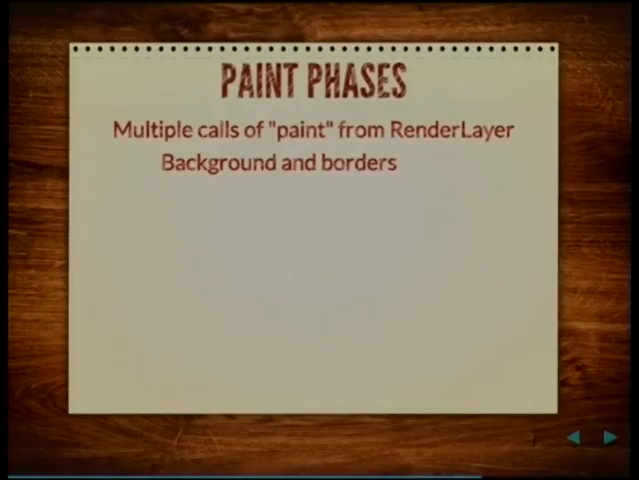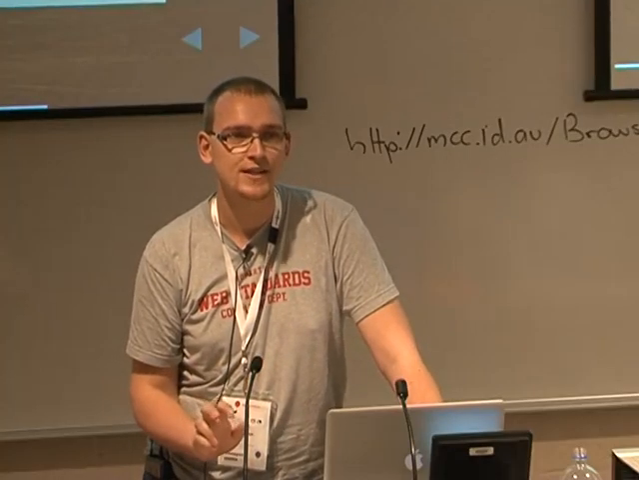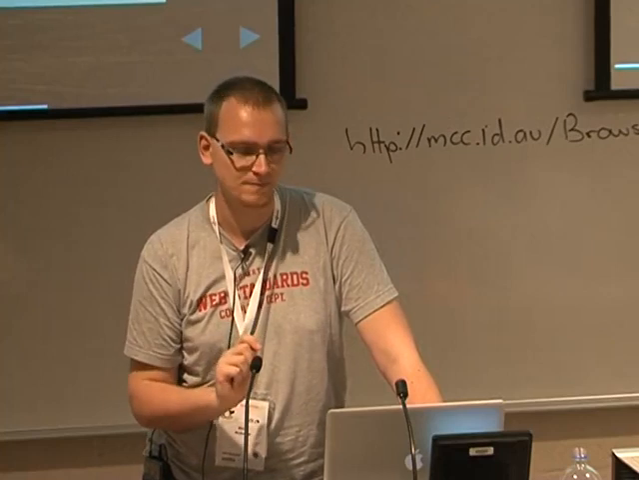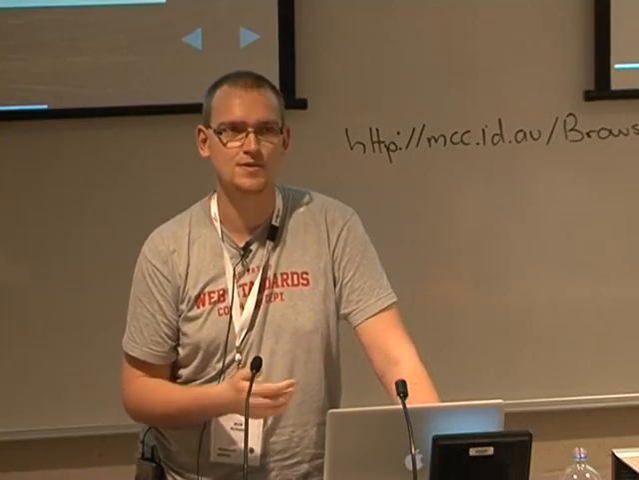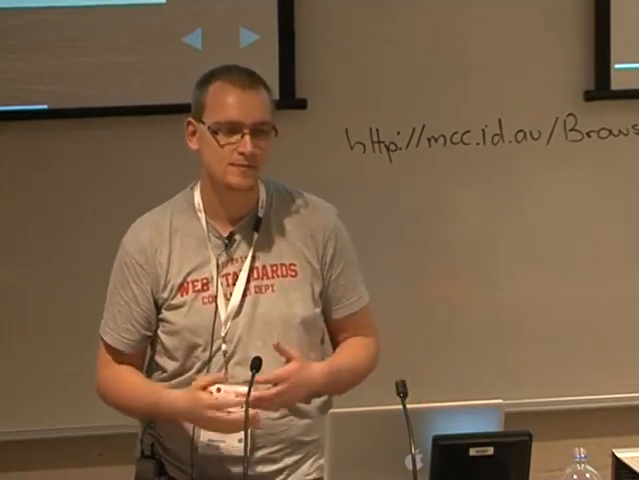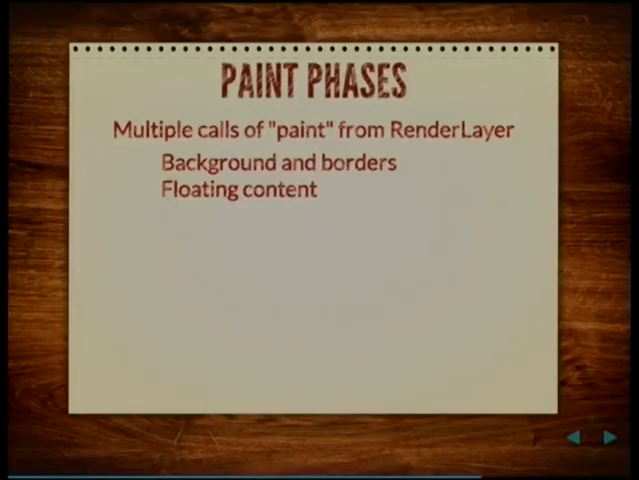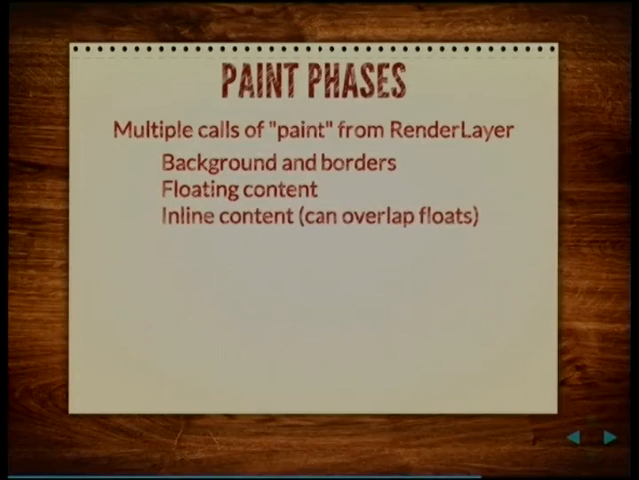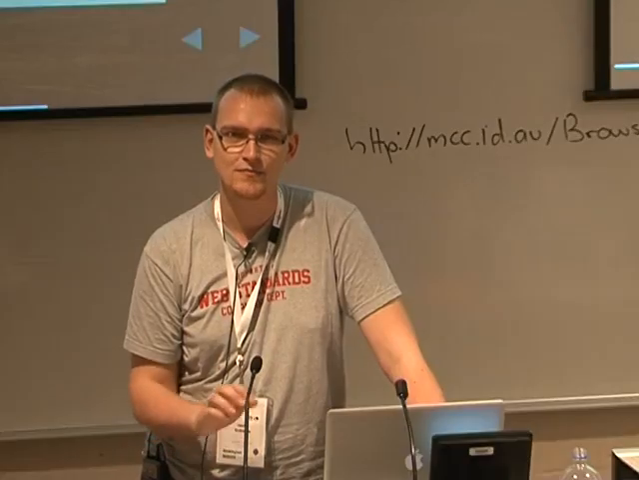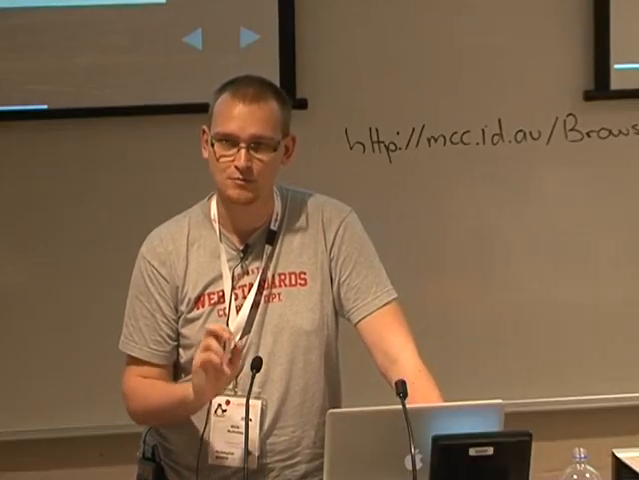And we actually do it in different paint phases. Each render layer calls different paint phases, and each paint phase calls a paint function. So first we draw the background and the borders. That's the first paint phase. Then we have the floating content, a paragraph for instance. And then we have the inline content that might overflow the floating content. And all these three paint phases require that you call the paint function multiple times.